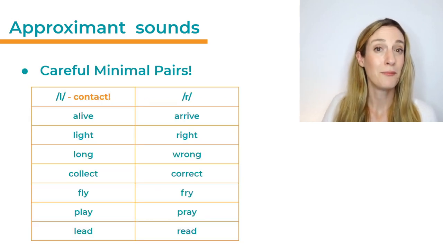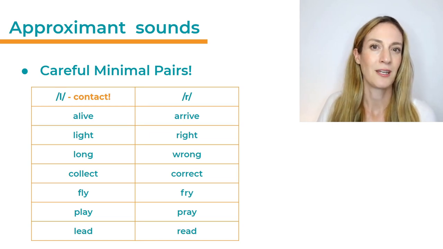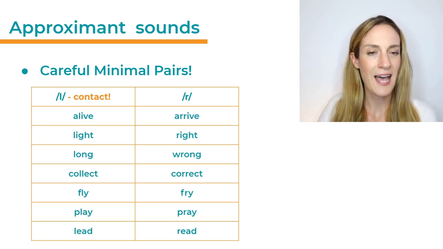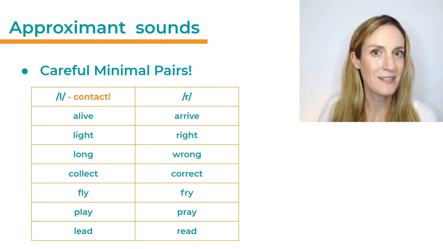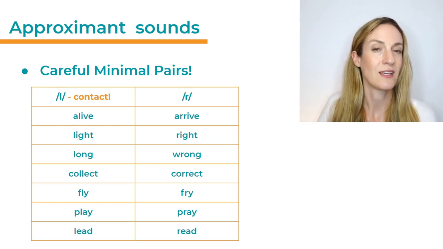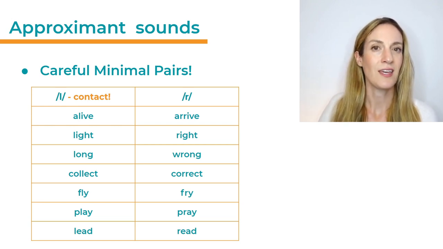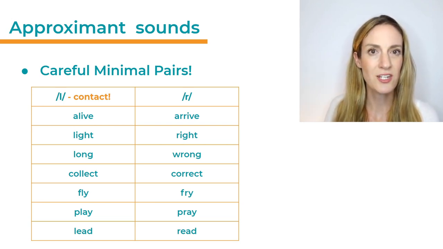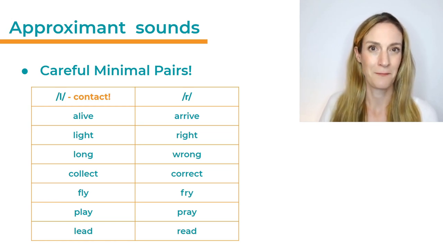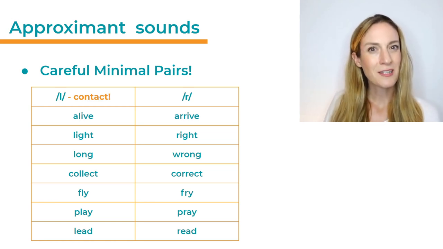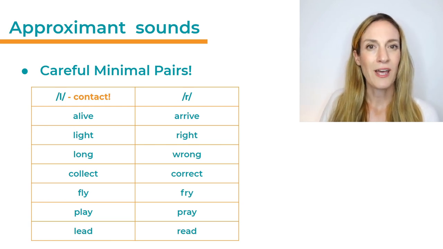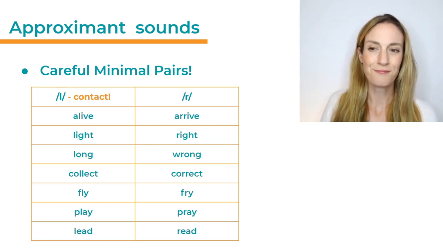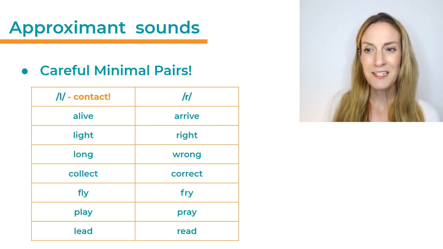I'm talking about minimal pairs. Now remember, minimal pairs are pairs of words that sound exactly the same, apart from one sound in the same position, and that one sound is different. And that difference makes all the difference because the pronunciation changes, and with it, the meaning. So there are quite a lot of words with L and R, where L and R is the only difference, so they form minimal pairs. Let's have a look at some. So I've written this down again for you.